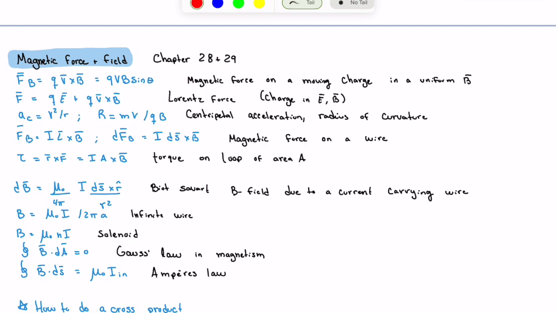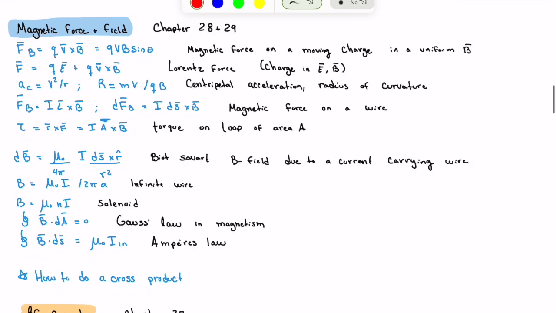We also saw the magnetic force on a wire, which is this equation here. If it's just a very simple straight wire, we can use this equation. If it is, say, a curved wire or something, we have to divide it up into little components and calculate the force on every component of that wire. We saw the torque on a loop of area A, so this is just our generic equation for torque, and here there should be an area vector sign. It's I, the current going through the loop, times the area vector cross the magnetic field. So that was chapter 28.